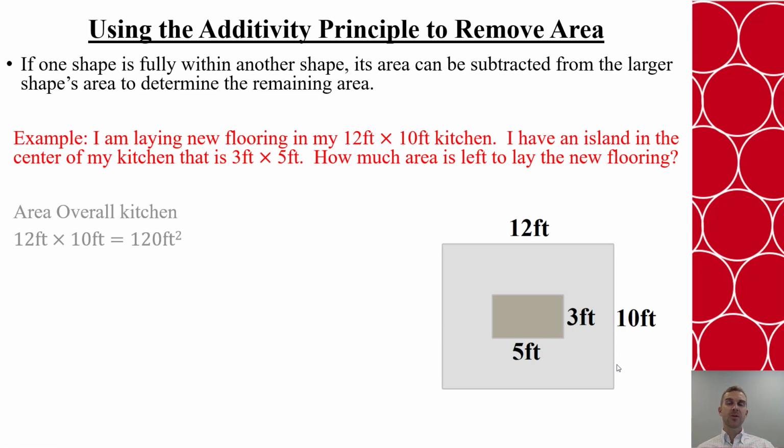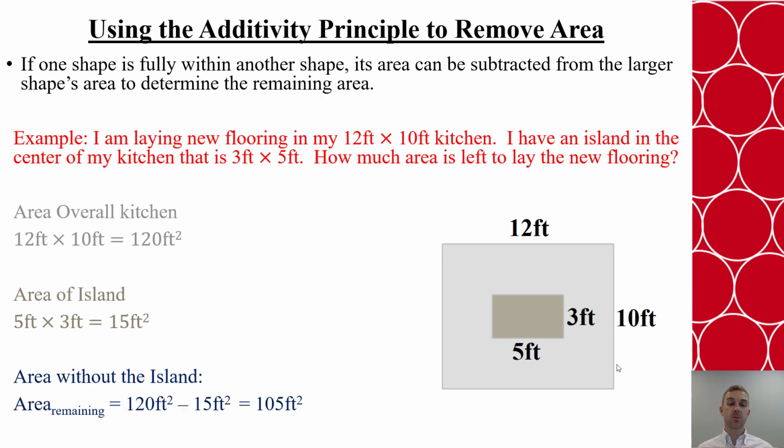And then I don't need to lay flooring at the island. It's already taking up that space on the floor. So that's the 3 feet by 5 feet, which is 15 square feet. So the remaining area that needs to be covered then is the subtraction of the 15 square feet from the 120 square feet, which means that there's a remaining area of 105 square feet that will need the new flooring.